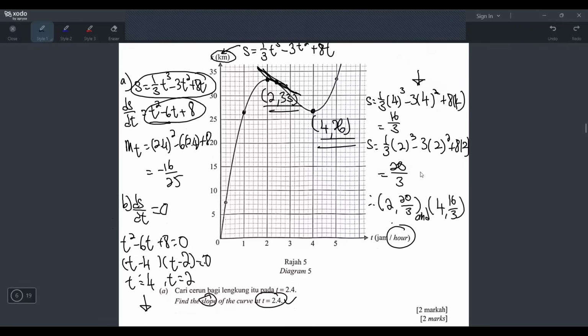Okay, I know maybe you will ask me, hey sir, why is it different from what I wrote here? Okay, actually if you press 20 divide 3, what do you get? You get 6 point something, right? But why is it this? Okay, wait for me. It doesn't make sense, right? For this point to be 6 point something, the y coordinate. So what's wrong here? Did I do anything wrong? 38 divided by 3. Wait, let me check.